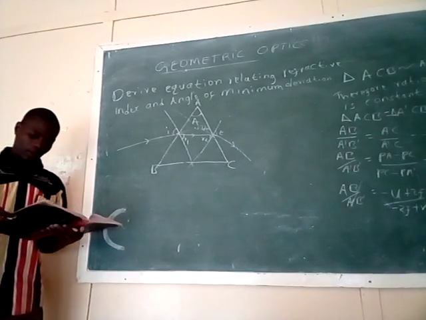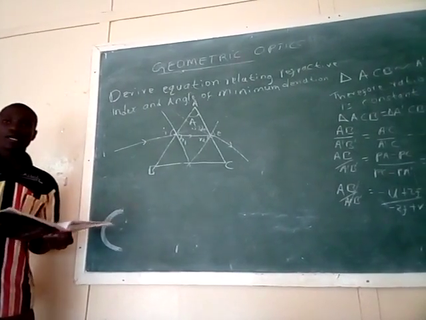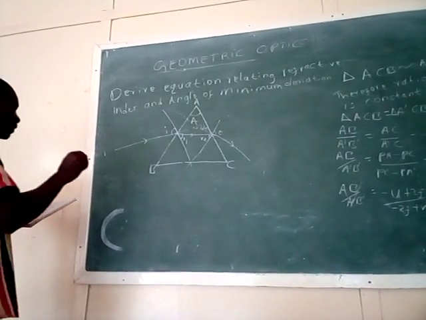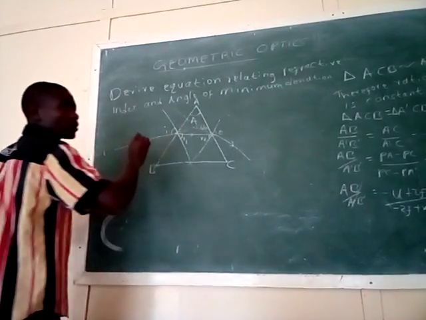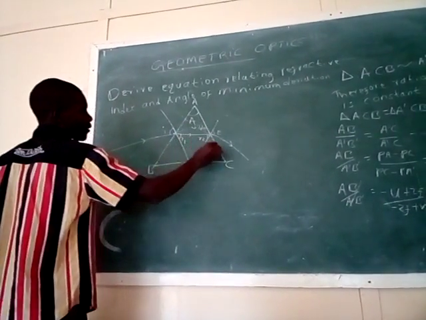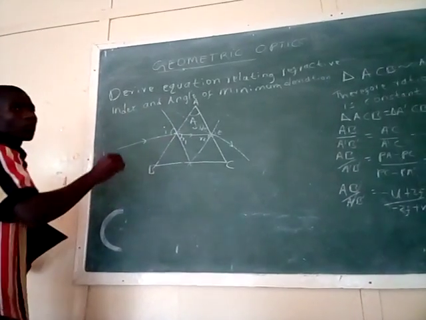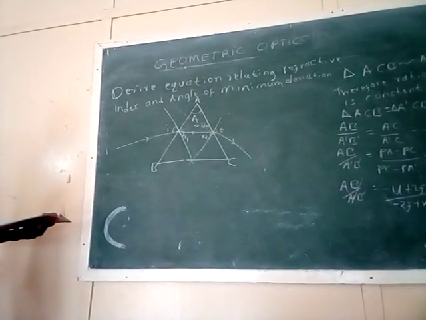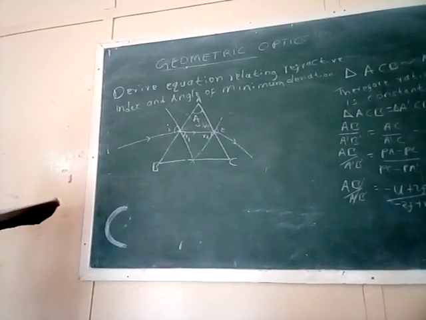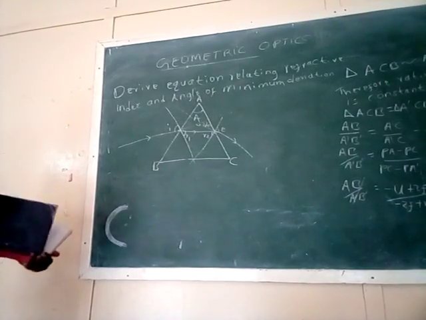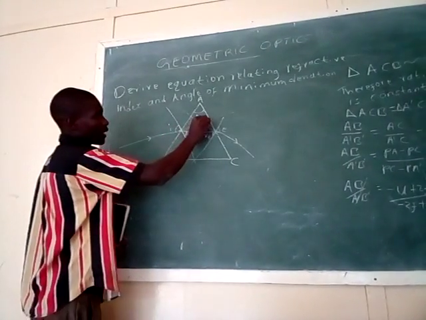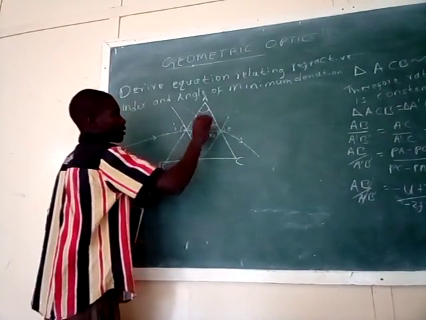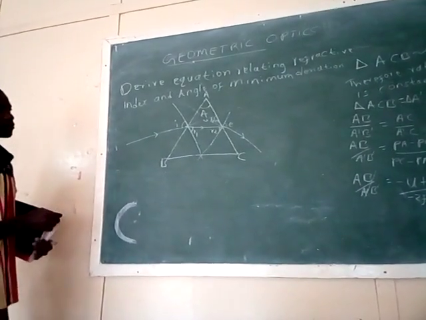When a ray of light passes from one medium to another, that is the angle of deviation. Then the angle of minimum deviation is the smallest angle through which light is bent by an optical element. That's why we denote this one as our angle of minimum deviation, denoted as delta M.